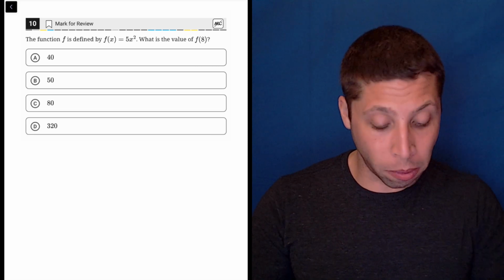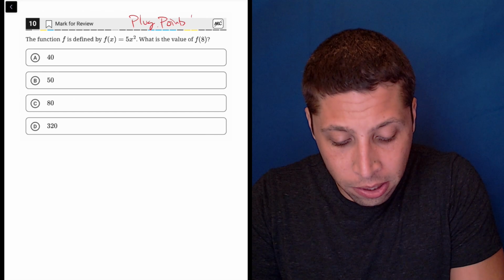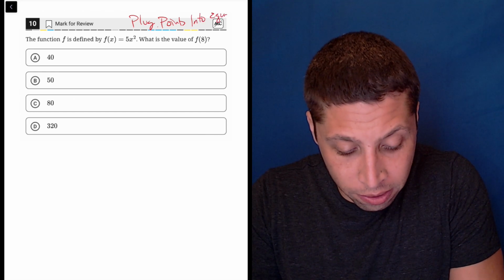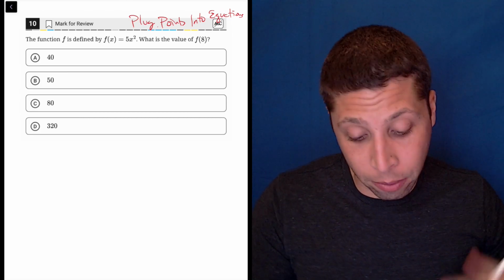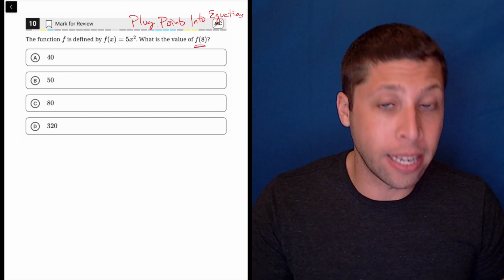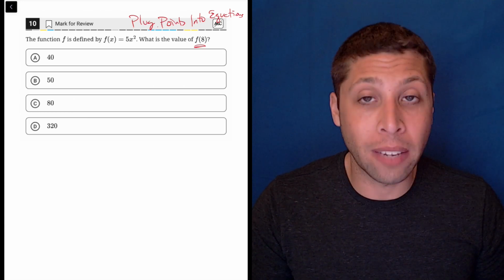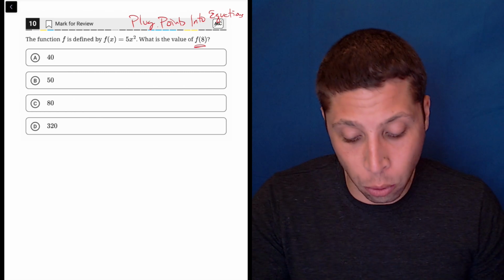Here's another case where we're really just plugging points into equations. Plug points into equations. And that's my favorite strategy because it's pretty straightforward and we have an equation, that's for sure, and we need to be able to recognize that f of 8 is a point. Specifically, they are giving us the x coordinate of a point and we are being asked to find the y.